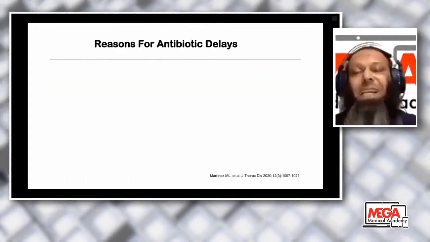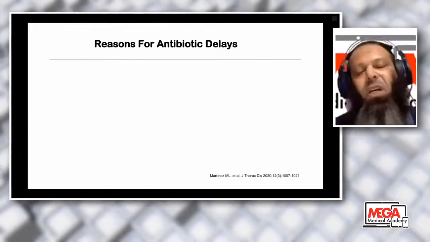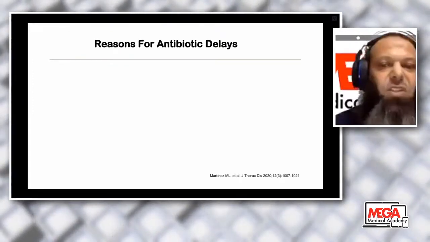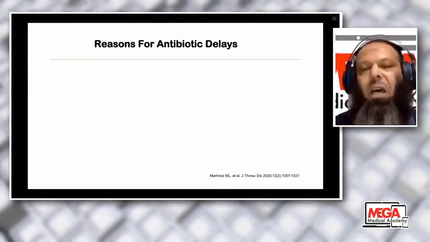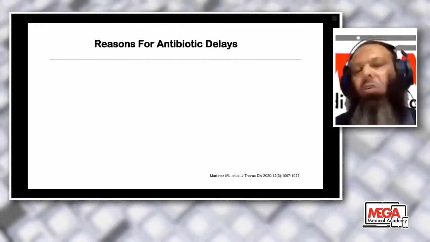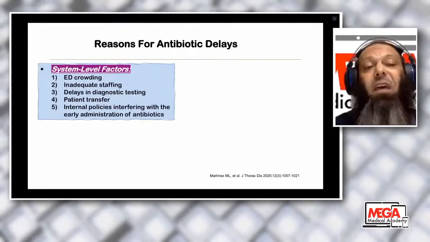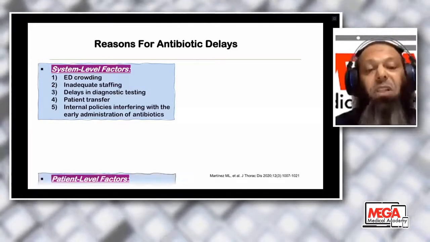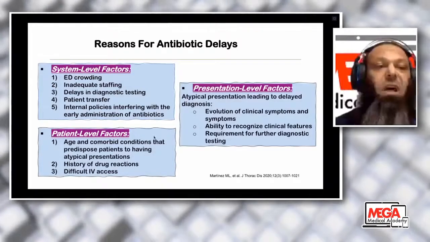If you want to dissect the common reasons behind antibiotics delay in the ER, in the ICU, or on the floor when you assess, for example, the RRT or SAT team or sepsis code, we found that there are system level factors, patient level factors, and we realized there are also presentation level factors.